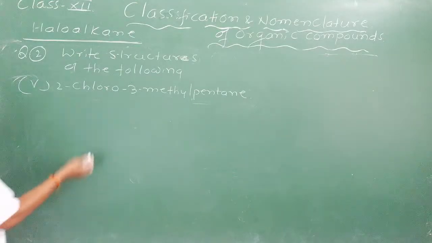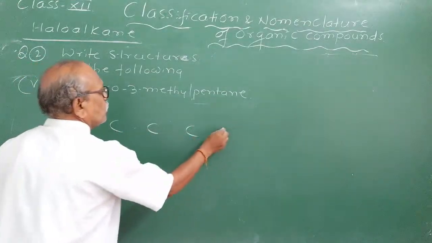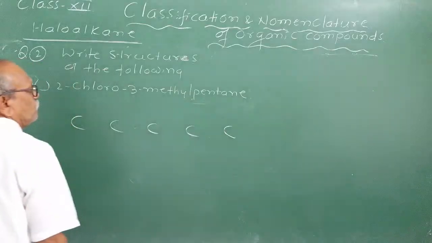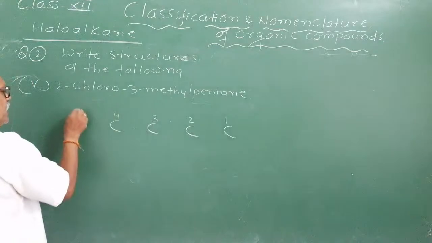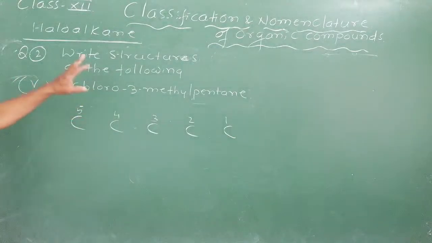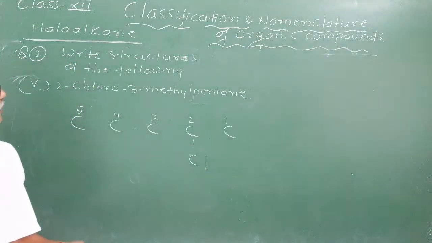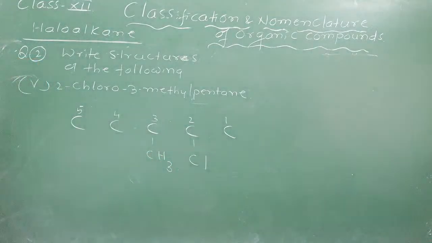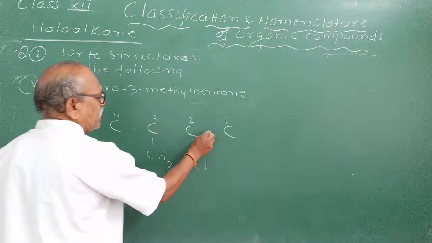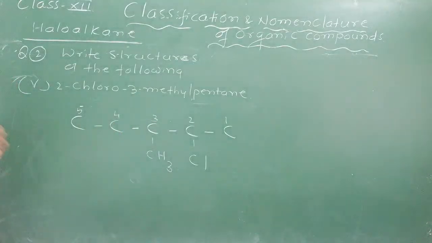How many carbon atoms? Write it. 1, 2, 3, 4, 5. Pentane. Number them first. Proceed systematically, then there will be no mistake. Therefore, organic chemistry is like mathematics. 2-chloro. To the second carbon atom you write chloro. 3-methyl. To the third carbon atom you write methyl, CH3. Now satisfy remaining valencies, because it is pentane.